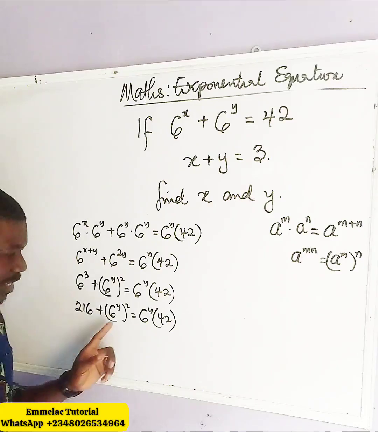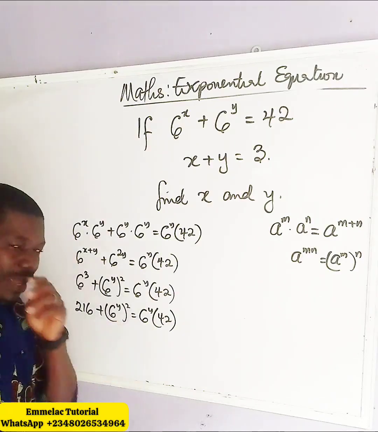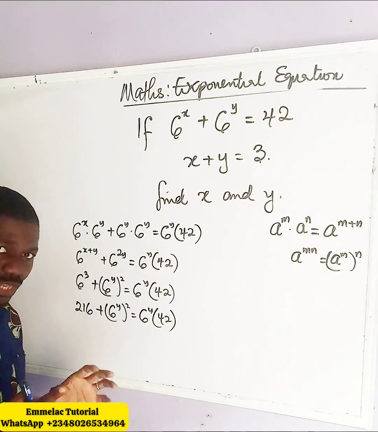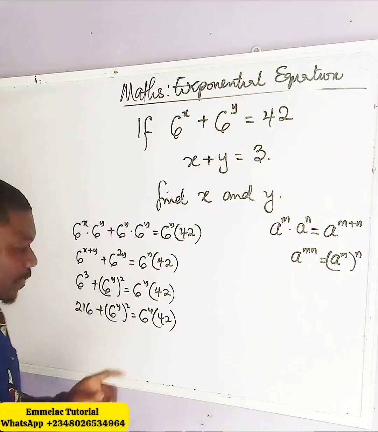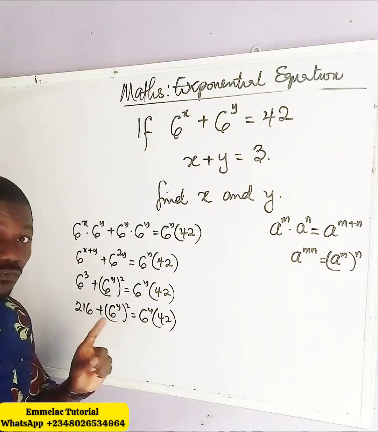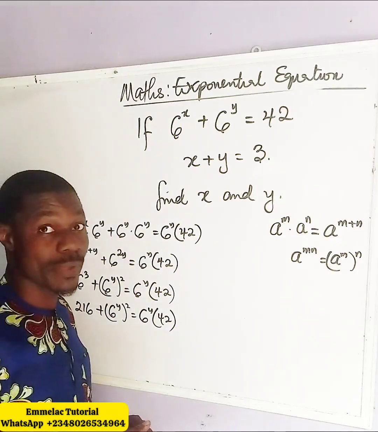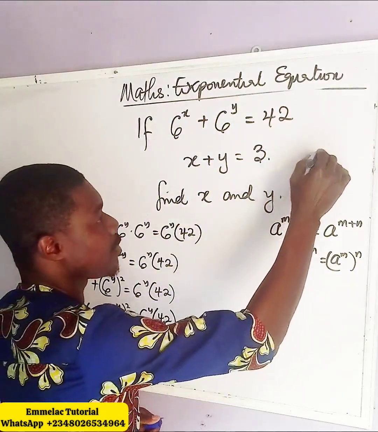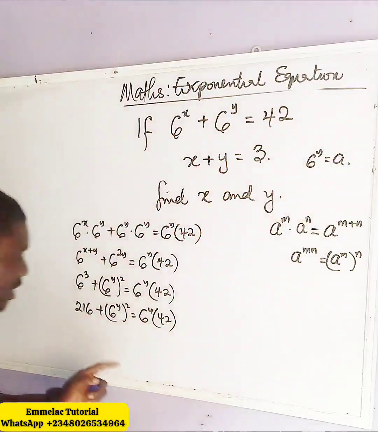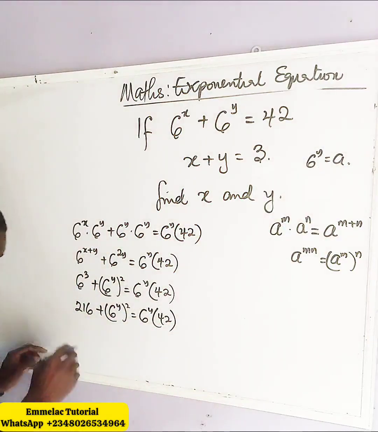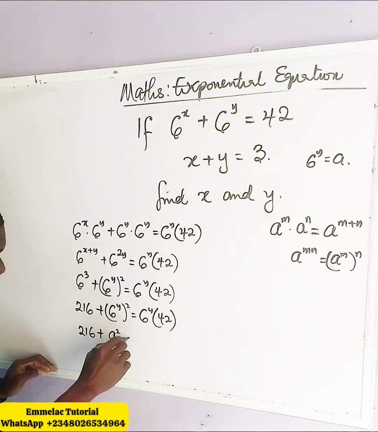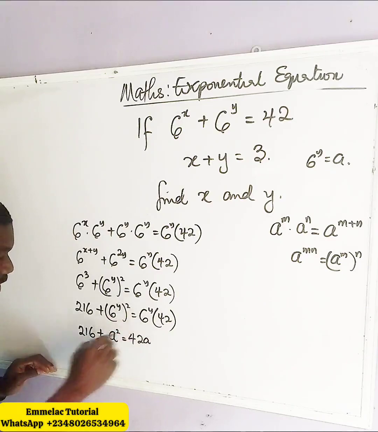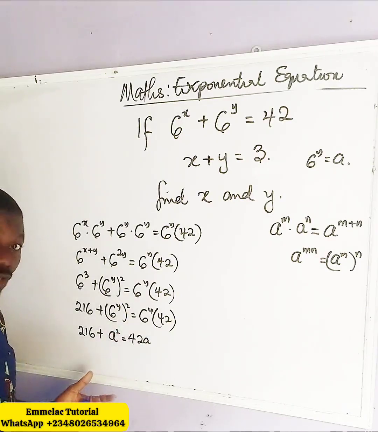Now we have a term, 6 raised to the power of y and 6 raised to the power of y, which we might not really be able to work with. However, we can do some sort of substitution here. Let's represent 6 raised to the power of y by a. So we can say 6 raised to the power of y equals a. Wherever we see 6 raised to the power of y, we'll replace it by a. So here we have 216 plus a squared equals 42a. Now it looks more like a quadratic equation.